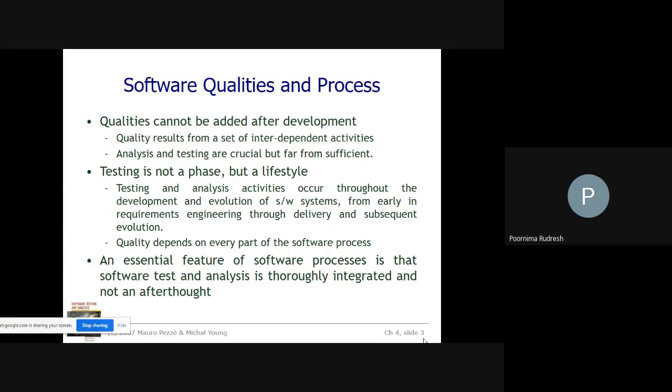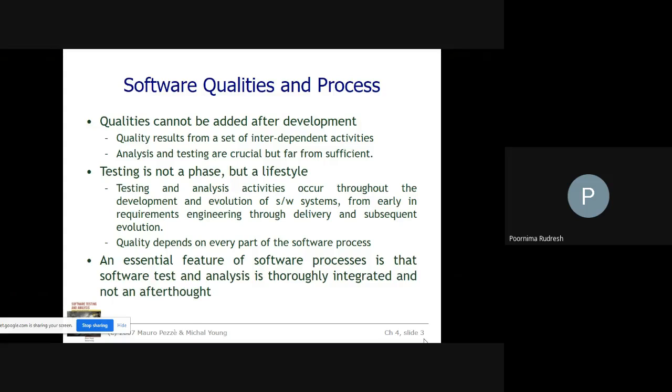Okay, so first we'll start with why we require test and analysis activities, whether testing and analysis can be done in the beginning, throughout the software development process, or at the end. As we know, commonly when we say testing and analysis, we think that once the system is developed, finally we go for the testing process, but that is not the case, because testing and analysis activities should occur throughout the development and evolution of software systems.